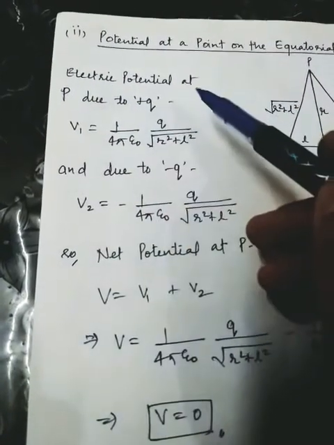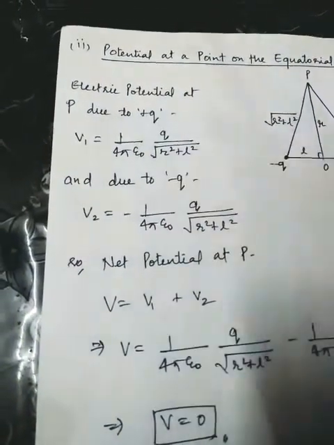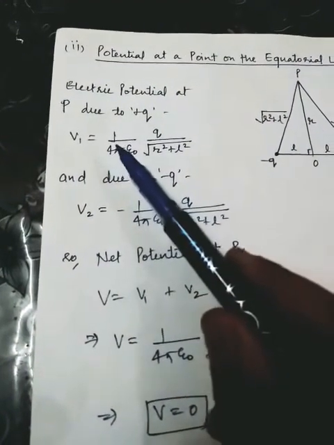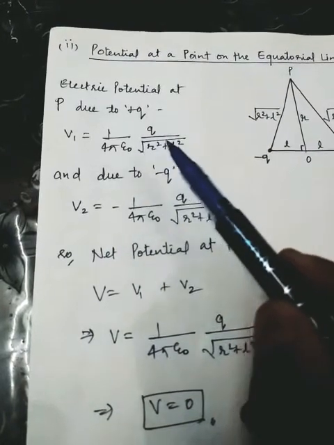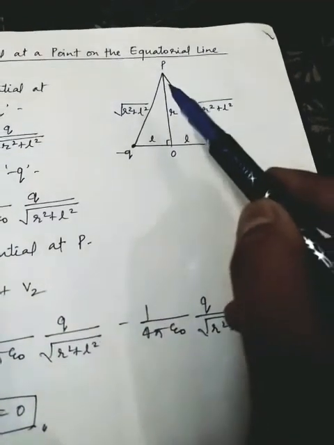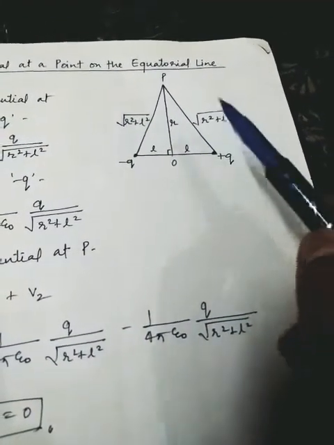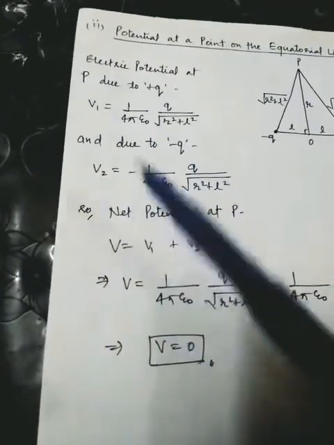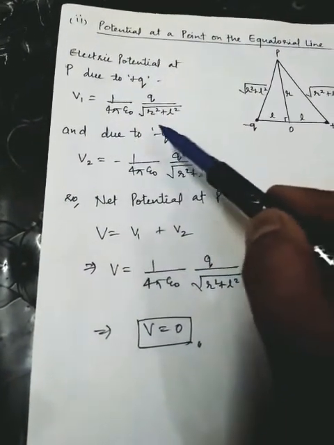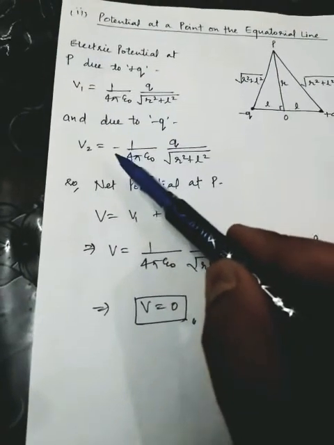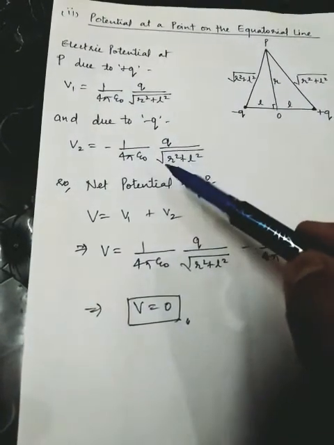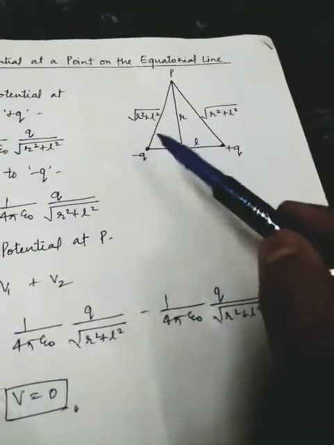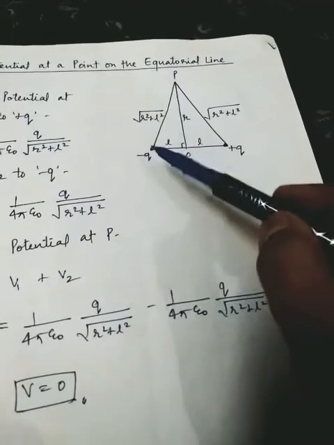Electric potential at point P due to plus Q, V1 is equal to 1 upon 4 pi epsilon naught Q upon under root R square plus L square. You can see from the diagram, the distance of plus Q from P is under root R square plus L square. Now, electric potential at point P due to minus Q, that is V2, minus times, as it is due to negative charge, minus times 1 upon 4 pi epsilon naught Q upon under root R square plus L square. This distance is also under root R square plus L square.